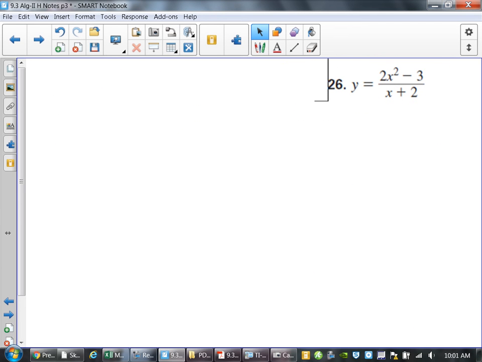So we have the x-intercept. 2x squared minus 3 is 0. Set it equal to 0. Add 3, divide by 2. We get x squared is 3 halves. So x is going to equal plus or minus the square root of 3 over 2. Now, you should be able to rationalize. Remember, when you're rationalizing these square roots.